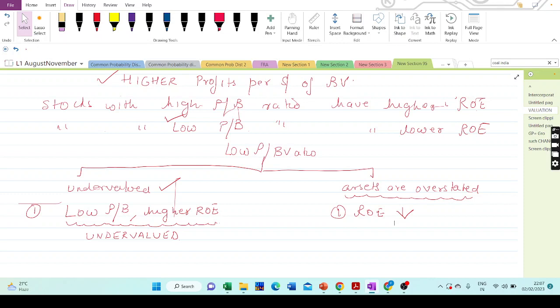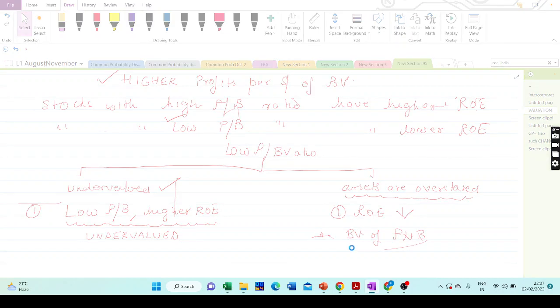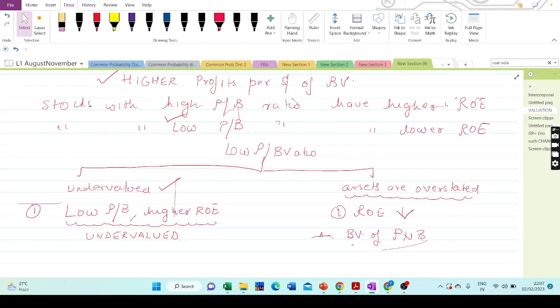Now I'll give you an example. Guys, go to Google, see the book value of PNB, the current market price of PNB, and the ROE of PNB, Punjab National Bank.